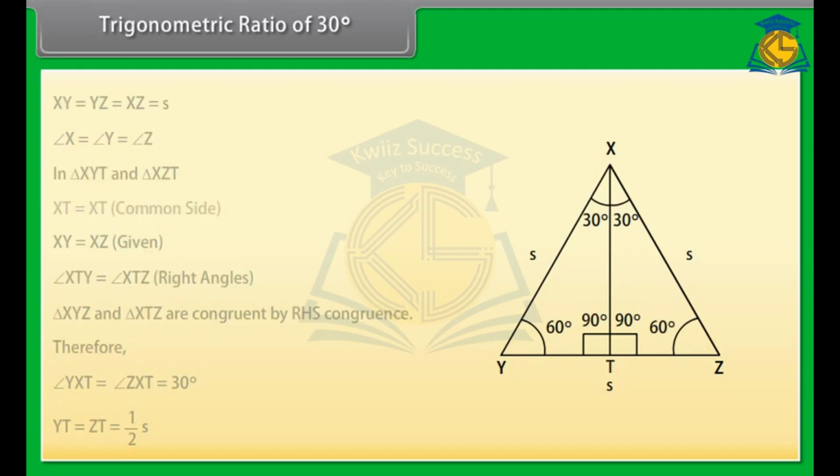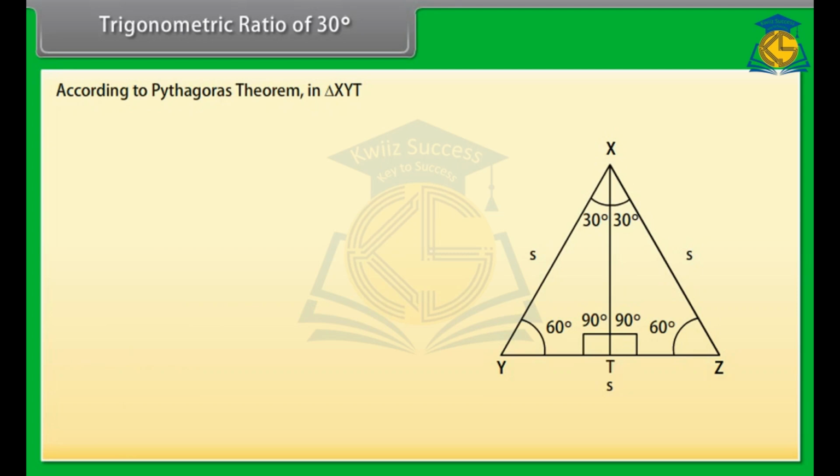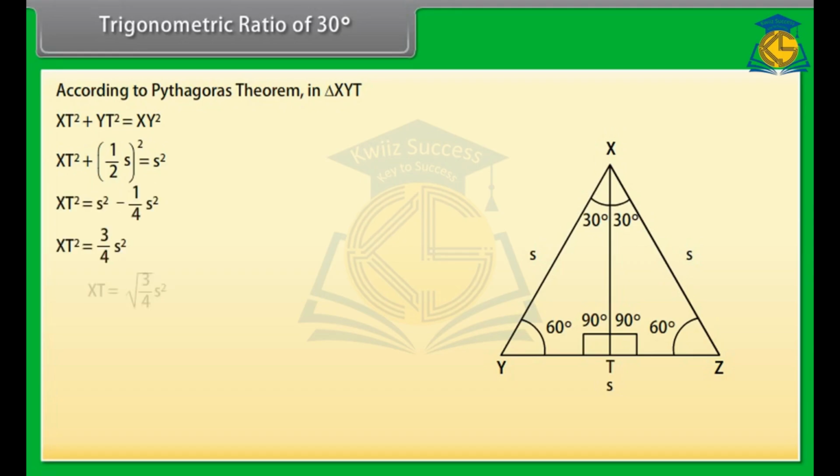According to Pythagoras theorem, in triangle XYT, XT square plus YT square is equal to XY square. By substituting the values, we get XT square plus (1 upon 2 S) whole square equals S square. Now, by calculating it, we get XT is equal to square root of 3 upon 4 S square, which is square root 3 upon 2S.